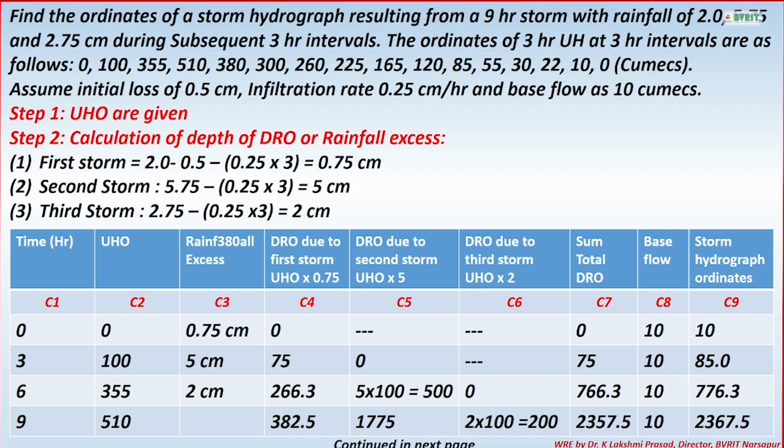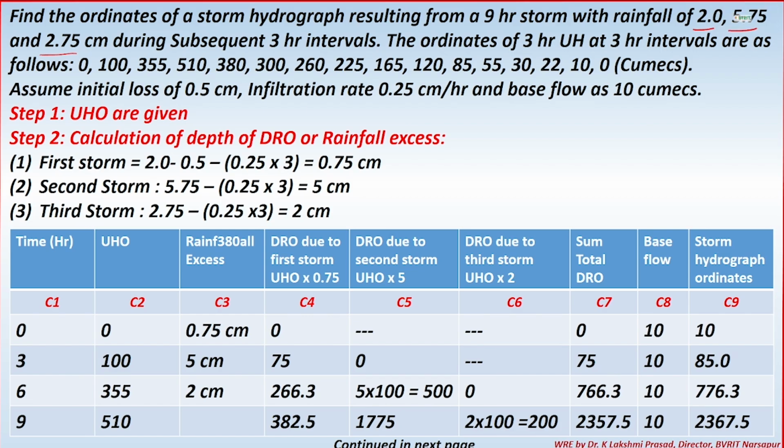Now how many storms are here? There are 3 storms: 2 centimeters, 5.75 centimeters and 2.75 centimeters. So 3 storms have occurred in subsequent 3-hour intervals. The first storm started at time 0, the second storm started at 3 hours, and the third storm started at 6 hours.